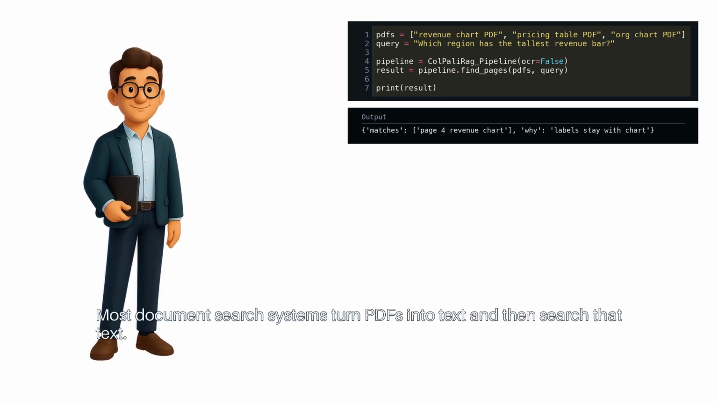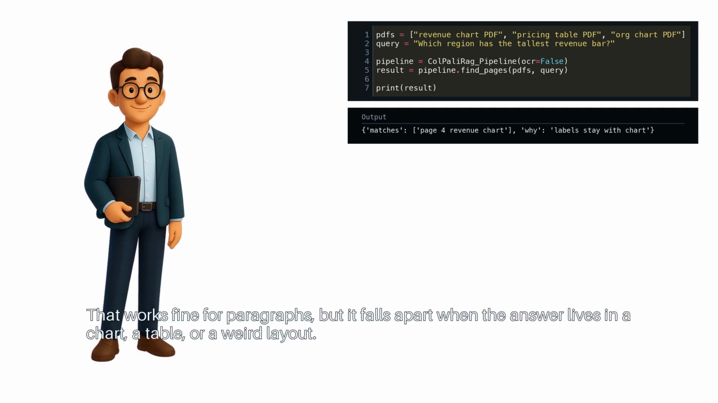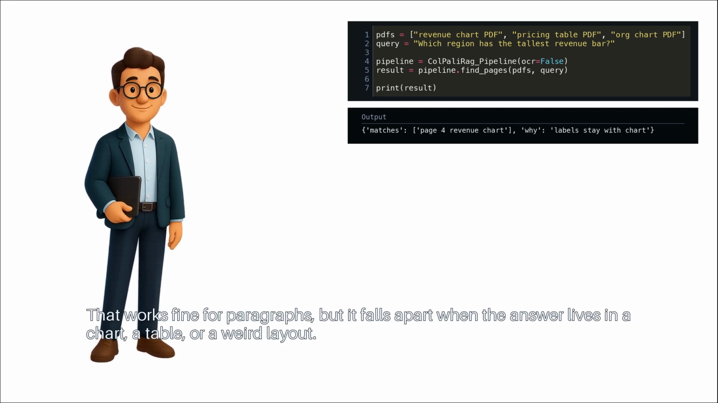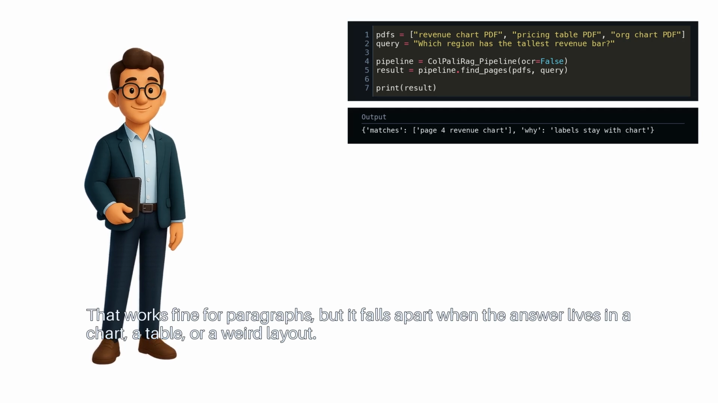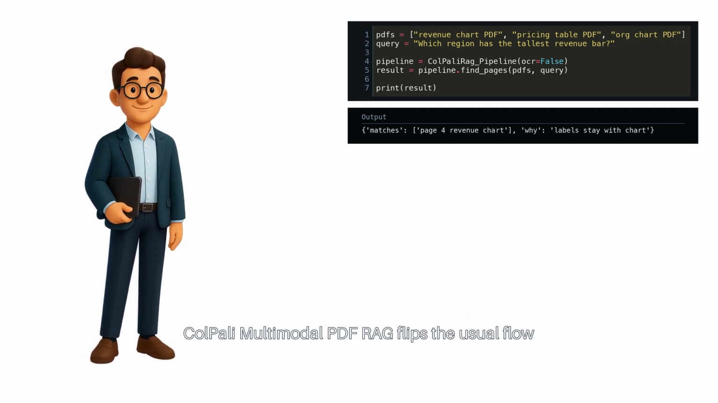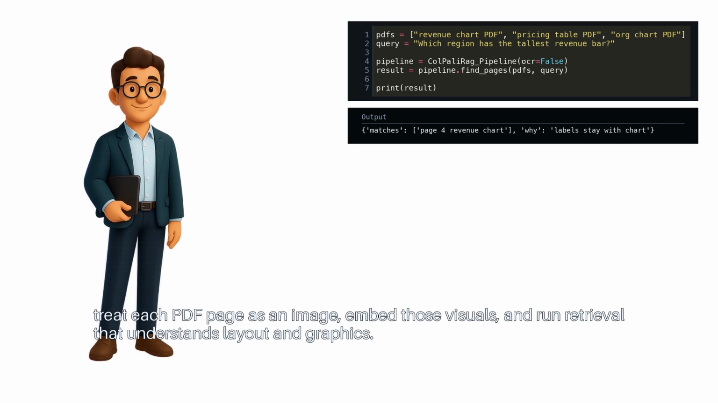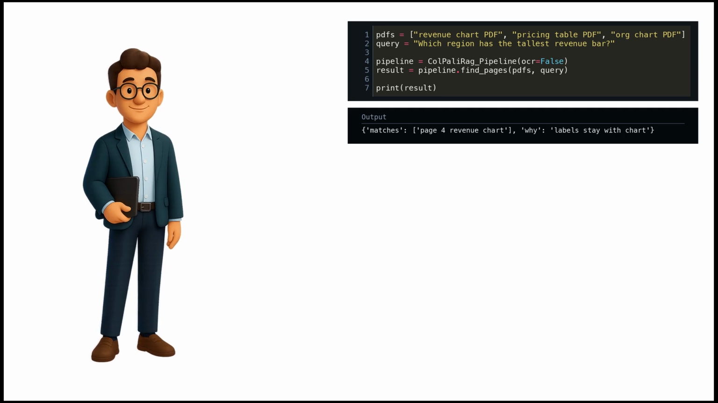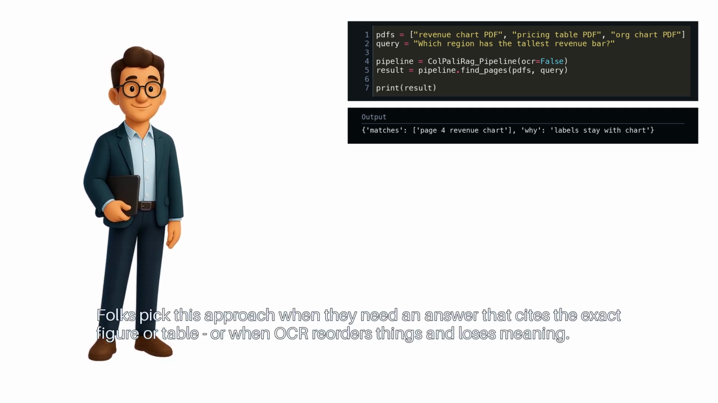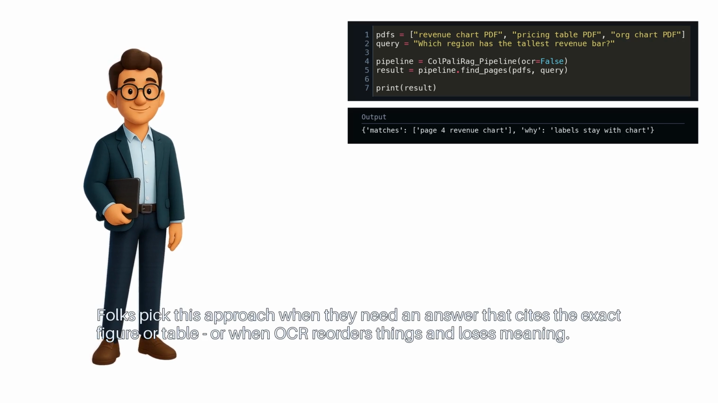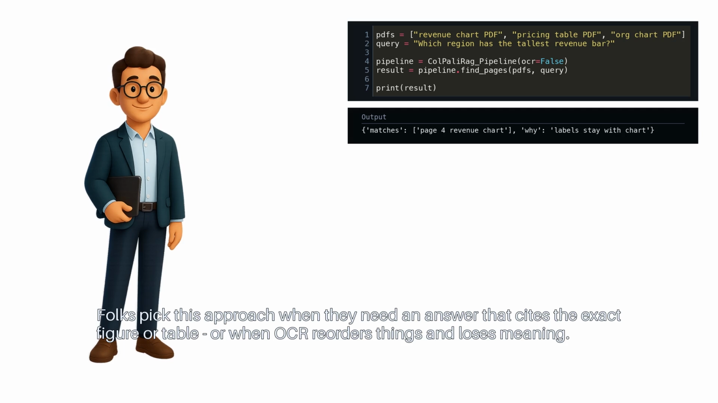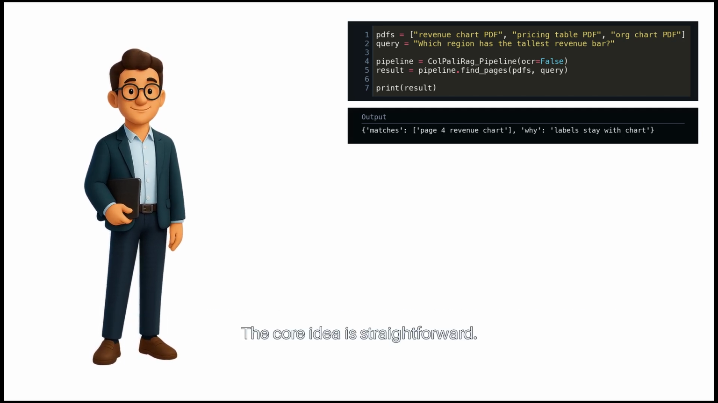Most document search systems turn PDFs into text and then search that text. That works fine for paragraphs, but it falls apart when the answer lives in a chart, a table, or a weird layout. ColPali Multimodal PDF RAG flips the usual flow. Treat each PDF page as an image, embed those visuals, and run retrieval that understands layout and graphics. Folks pick this approach when they need an answer that cites the exact figure or table, or when OCR reorders things and loses meaning.